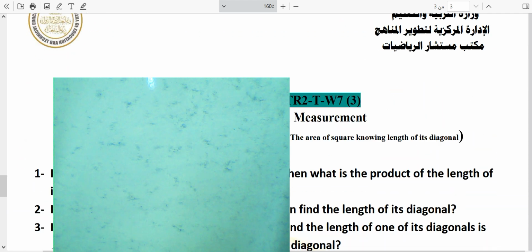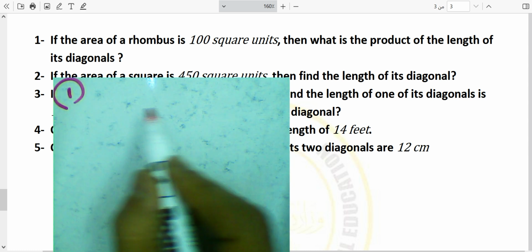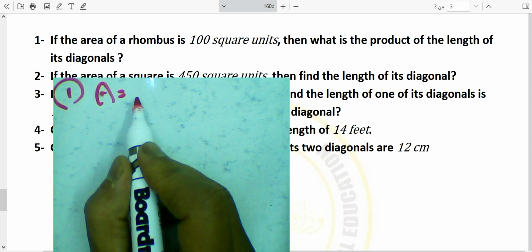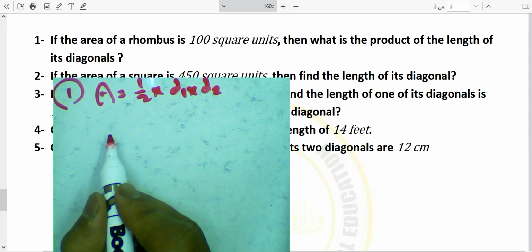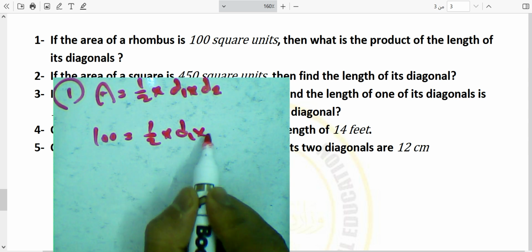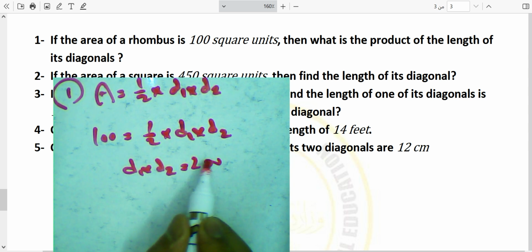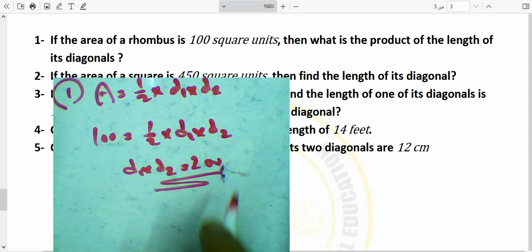Next question, number 1. If the area of a rhombus is 100 square units, then what is the product of the lengths of its diagonals? Okay, we know the area of a rhombus is half times diagonal 1 times diagonal 2. He gives us the area, which was 100. So 100 equals half times diagonal 1 times diagonal 2. Then diagonal 1 times diagonal 2 equals 2 times 100, which equals 200 square units. The result will be 200 square units.